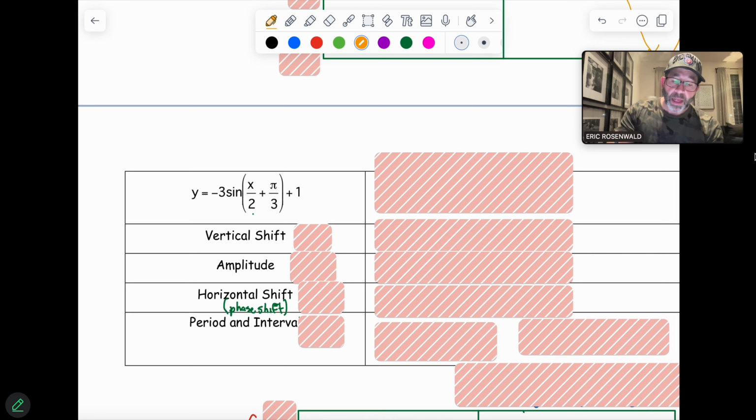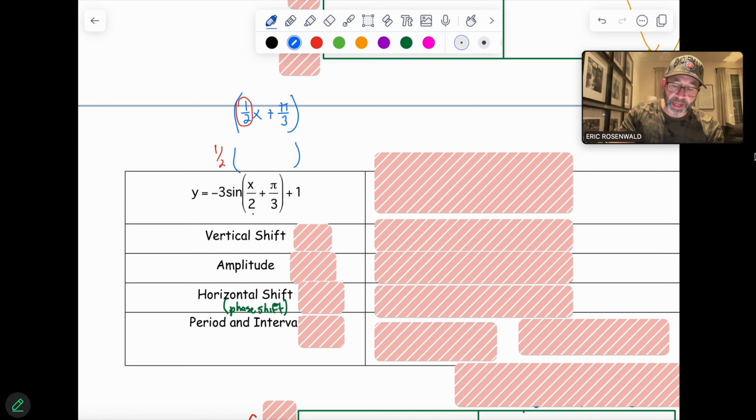All right. So we're going to start with that b value that's in here. We have to factor that out because that can't be attached to the x. So we'll factor that out. That means if I look at this, I've got a half x plus pi over 3. I cannot have that half there. So I have to pull this out to make it a 1/2 in the front.